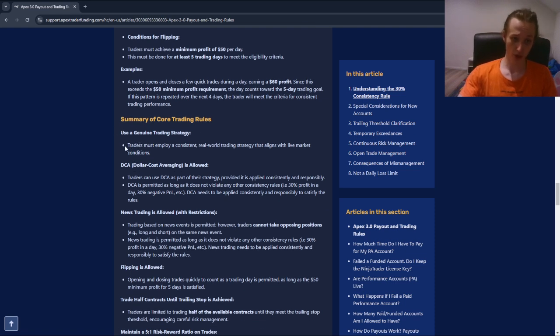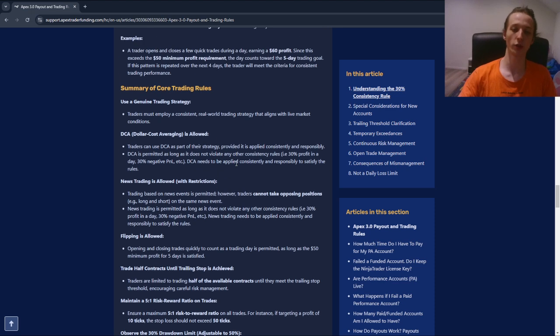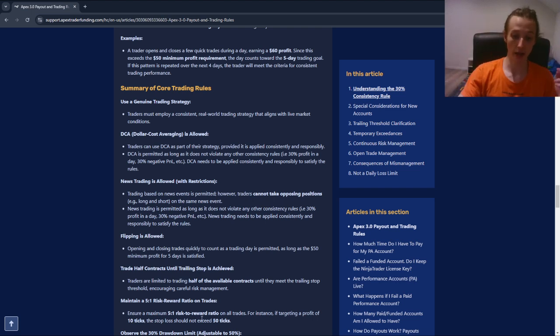Use a genuine trading strategy. Traders must employ a consistent real-world trading strategy that aligns with live market conditions. Dollar cost averaging is allowed. Like I said, if your trade runs against you and it aligns with your plan, you can add into your trade, such as buying another contract in the same direction. Like you go long and it goes 10 points against you, you can go long another one. But that essentially adds risk. So I never add to losers, I only add to winners.